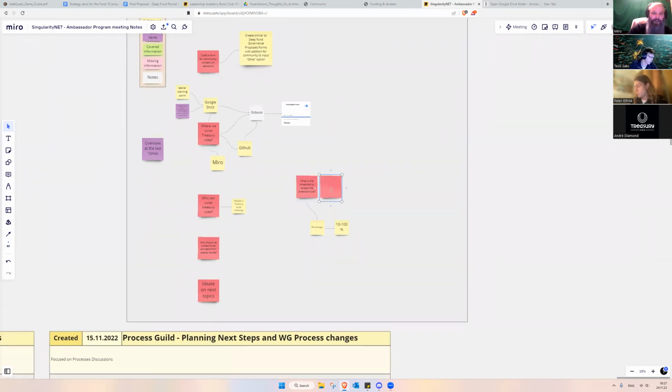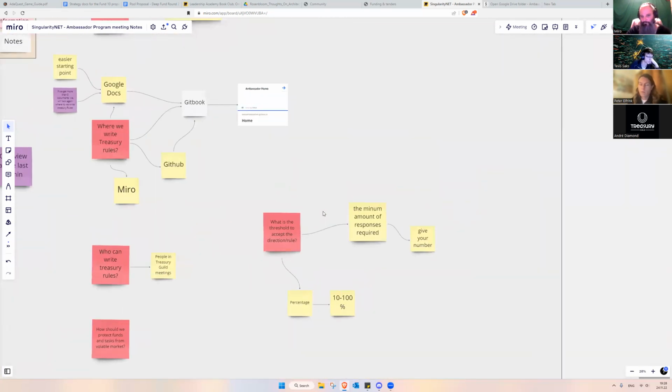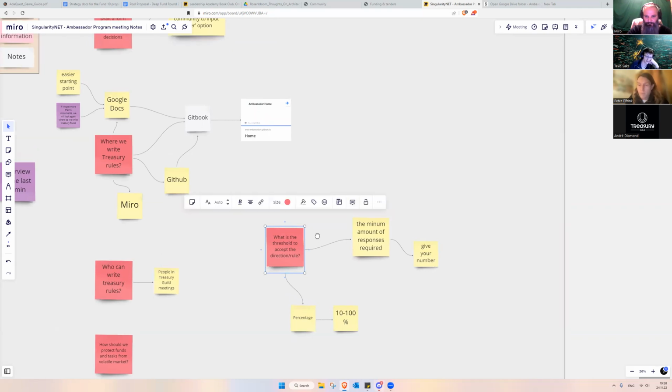And then another question was the minimum amount of responses required to have community input, I guess. Now another question is who is eligible to vote on these changes as of right now? Everybody who responds, everybody who makes 10 Gmail accounts and then starts answering.